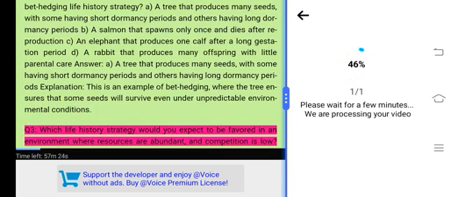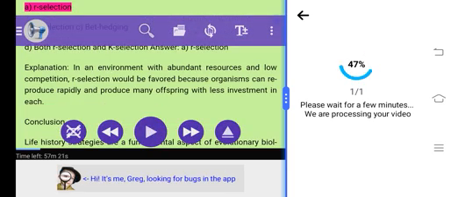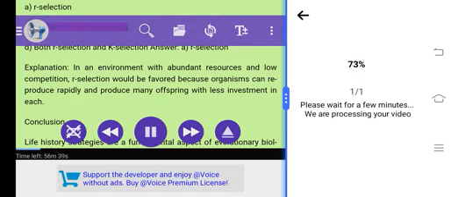Q3. Which life history strategy would you expect to be favored in an environment where resources are abundant and competition is low? A. R selection. B. K selection. C. Bet hedging. D. Both R selection and K selection. Answer: A. R selection.